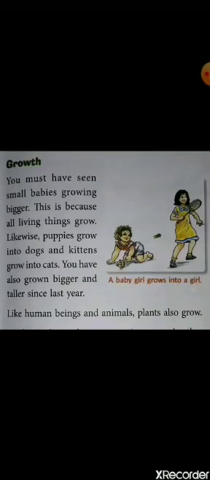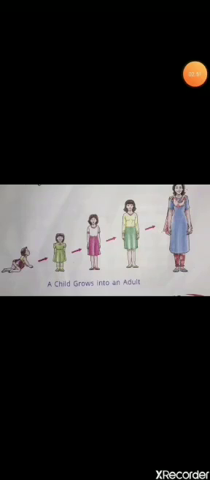Some years ago, you were a small baby and you only had milk. But now, you are grown up and can eat everything. Why is it so? This is because all living things grow. Likewise, puppies grow into dogs and kittens grow into cats. A child grows into an adult. A baby plant grows into a big plant.